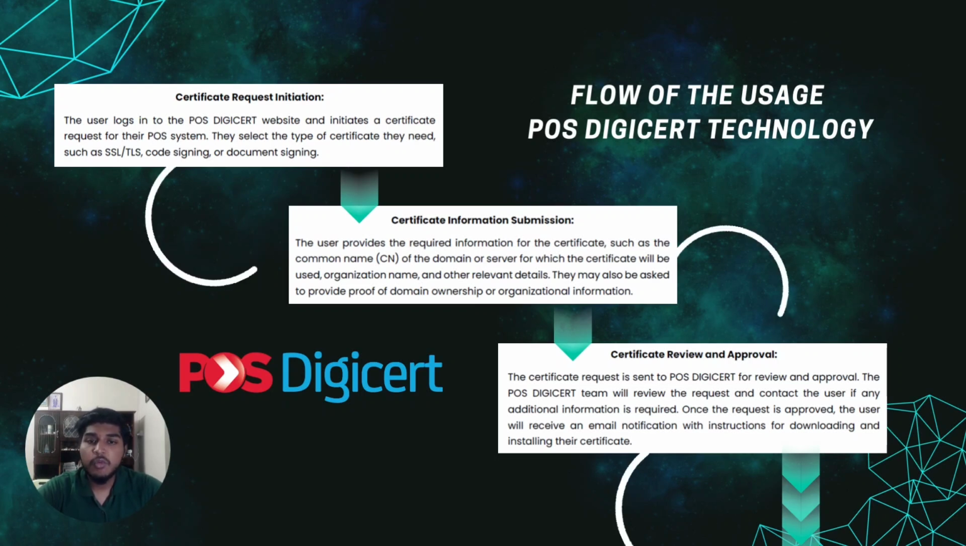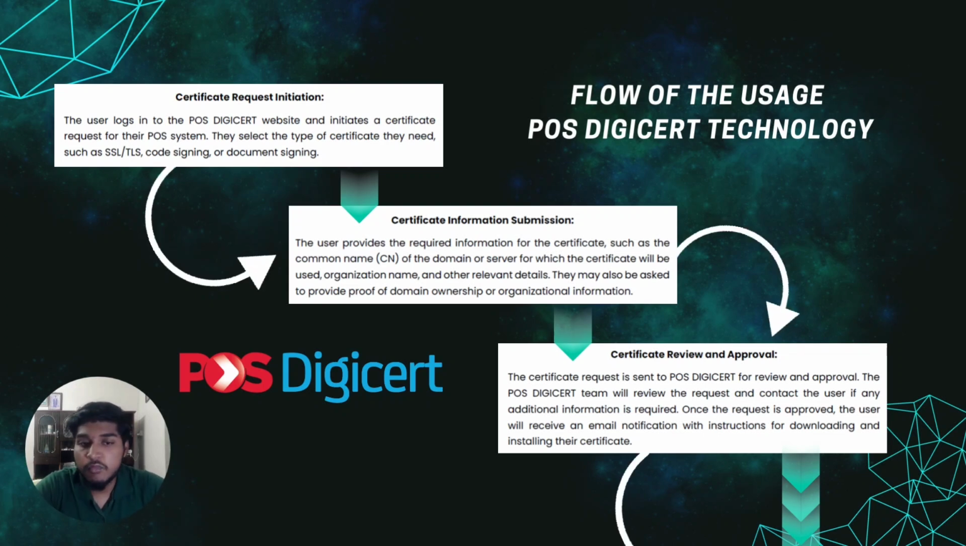Then the step will continue to the certificate information submission, where the user has to provide the required information for the certificate, such as the common name and the domain of the server for which the certificate will be used, the organization name and other relevant details. They may also be asked to provide proof of domain ownership and organizational information.